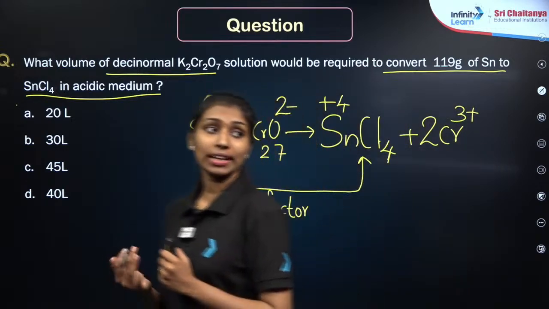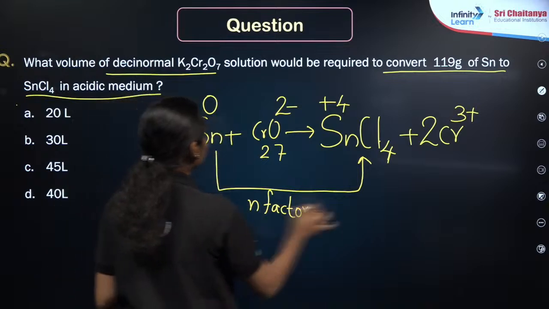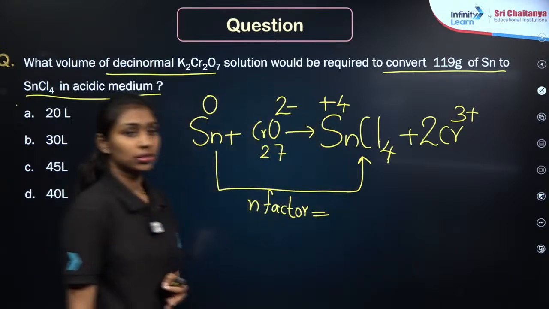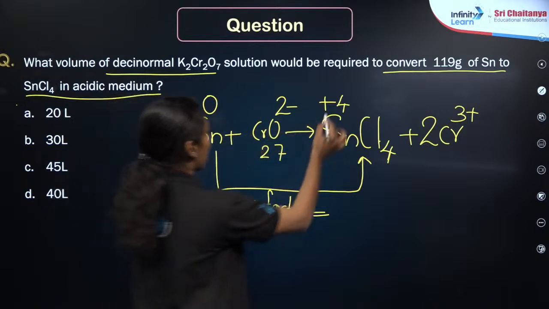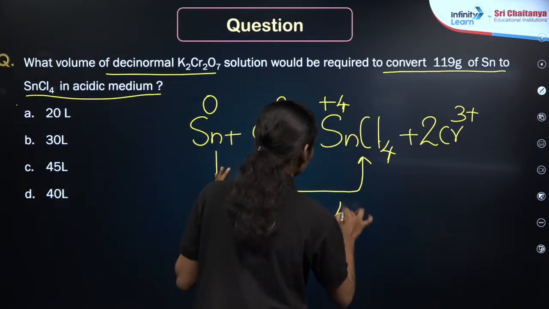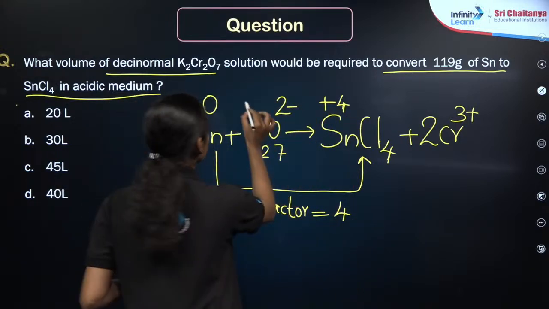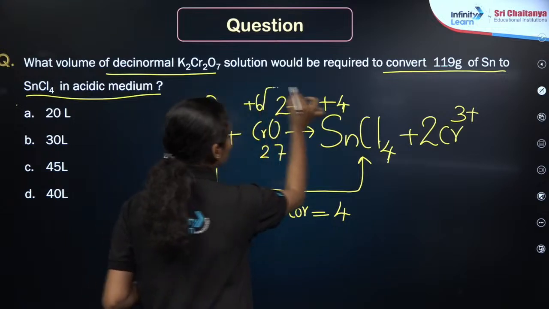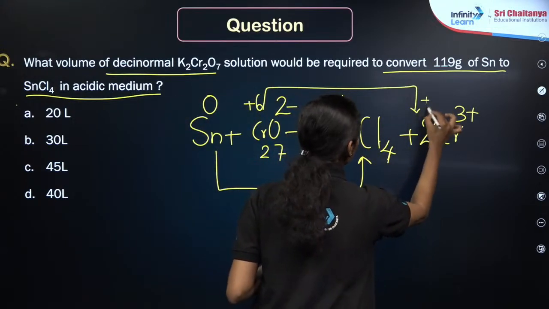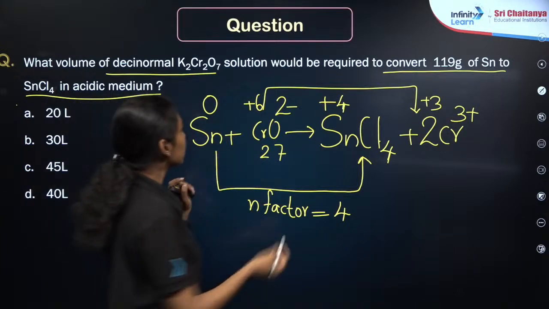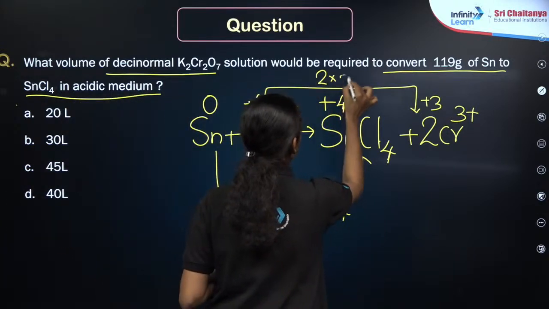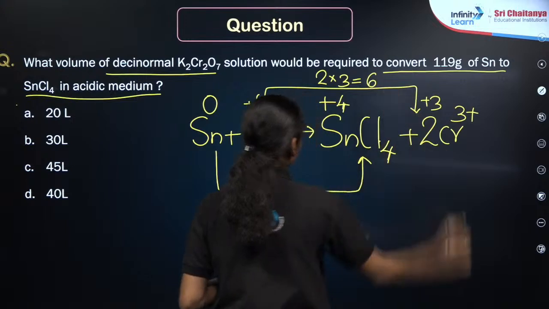Okay, what will be the n factor here, in the case of tin to tin chloride? It is 4, right? Because a 0 to 4 change is happening, which means the n factor will be 4. Then what about here? It is from plus 6 to plus 3, right? This change is for only one chromium atom. If you are taking 2 chromium atoms, the change will be 2 into 3, that is equal to 6.